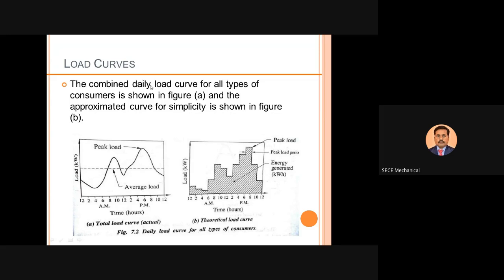So load curves play a very important role. Based upon the load curve only, we can take some decisions about what the power requirement will be. Load curve is nothing but a graphical representation. It is drawn between time and the load. That is something you have to keep in mind.